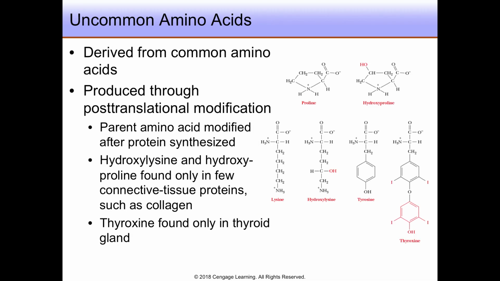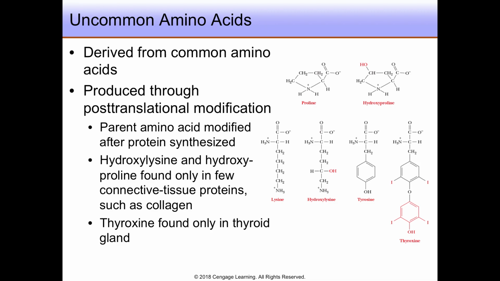Thus far, we've considered the structures and properties of the 20 common amino acids. It is perhaps important to point out that there are some other amino acids that are uncommon but derive from the common amino acids. These are often produced through modifications that occur after synthesis, referred to as post-translational modifications. Examples include hydroxylysine and hydroxyproline, pictured here.